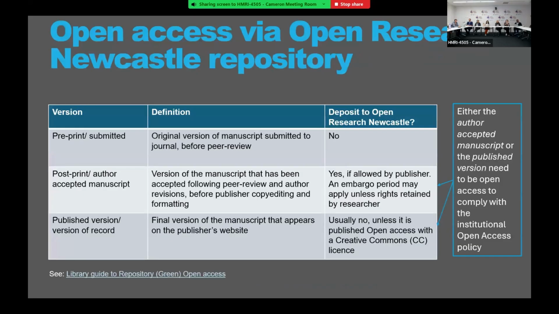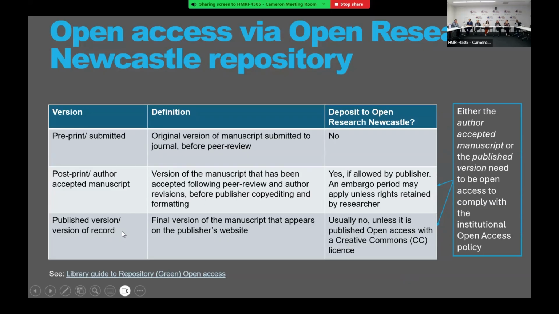So just, again, if you are interested in open access via the repository, we've broken up the different versions of your manuscript and the different rules around those. As Steve mentioned, preprints are now a route for NHMRC compliance. It's not a route for the university's open access policy compliance, because we require that the peer-reviewed version be made open access. So that can't be deposited to the repository, but the author accepted manuscript and the version of record both can be deposited.